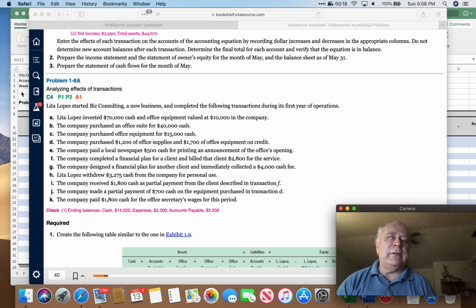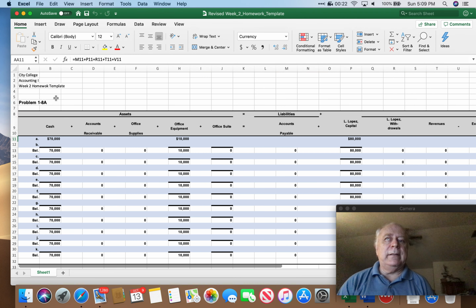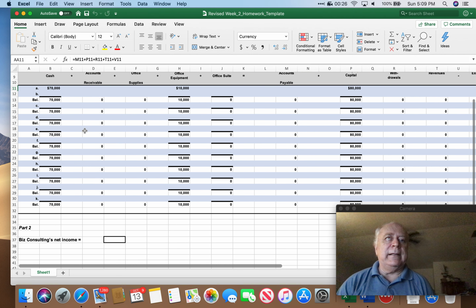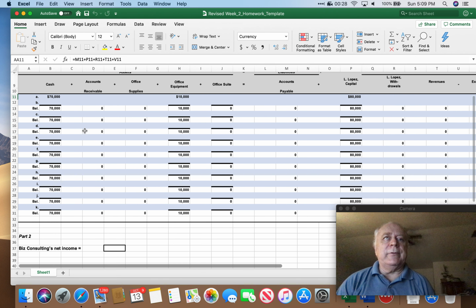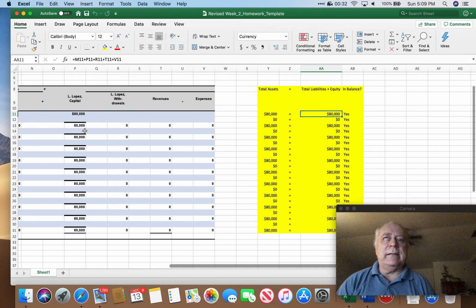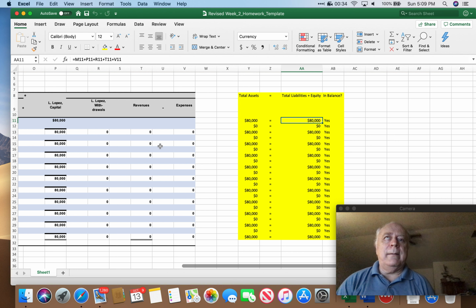The first thing you need to do is go into the course and download the template that's been provided, and it should look similar to what's on the screen right now. And this looks very similar to last week. Just make sure that you have the most current template, and you can tell that by scrolling over to the right, and you'll see this area that's in yellow.